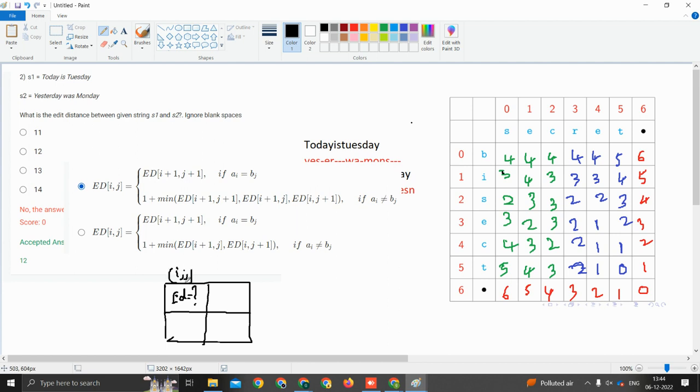So this is I comma j, right? Am I right, Navika? Okay. Yeah, I plus one, comma j means this part. This is going to be I plus one comma j. This is going to be I comma j plus one. And this is I plus one, comma j plus one. So you got the point, right?